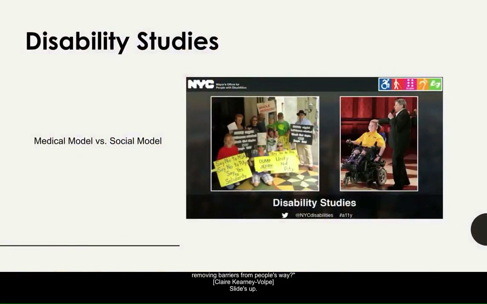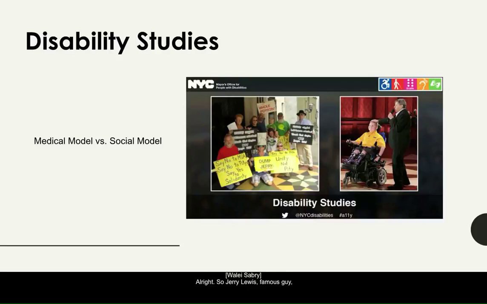Slides up. And the slide's up. So this slide has two images which kind of coincide with these two models. So I'm going to let Claire describe the images. Sure. On the left, there's an image of people with protest signs saying things like, say no to pity, say yes to solidarity, unity, not pity. It's a group of protesters. And on the right, there's an image of Jerry Lewis speaking into a microphone with his left hand, and his right hand is placed on the head of a child in a power wheelchair.